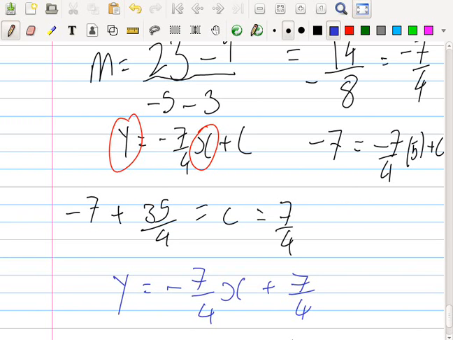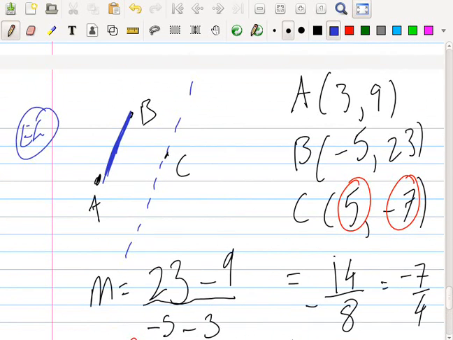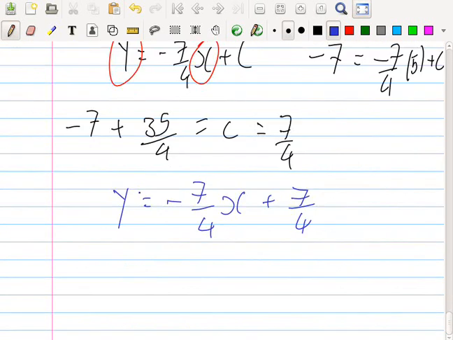So we used C because that's the only one on the line. Yeah, it's the only one of the 3 points that's on the line we want. So we had no choice in the matter. We had to use C.